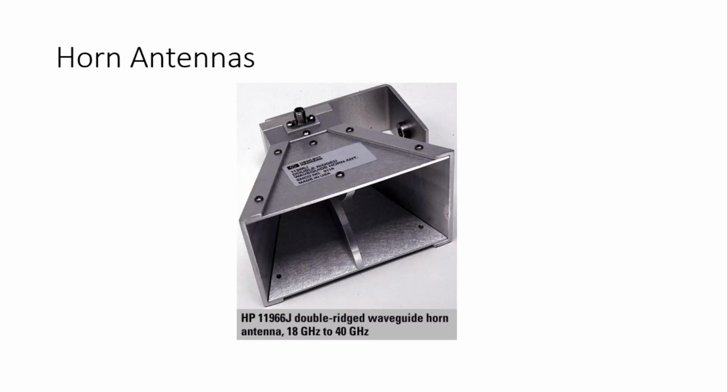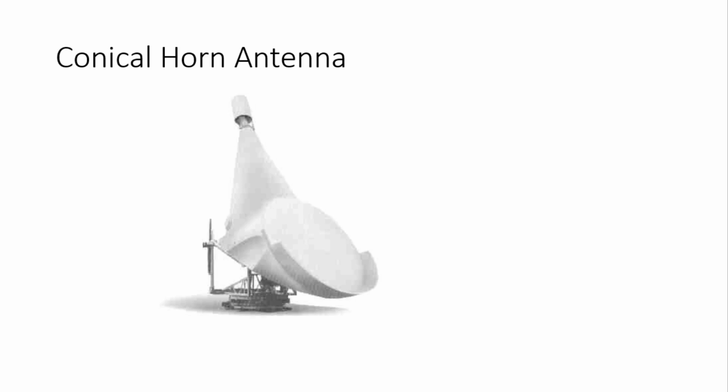Horn antenna. This has a horn shape of structure and reflects in the front end direction. Another name for this horn antenna is waveguide antenna. Conical horn antenna is generally used for navigation purposes. It has a conical shape, horn type structure, which has a large space to pass the signal in the air.